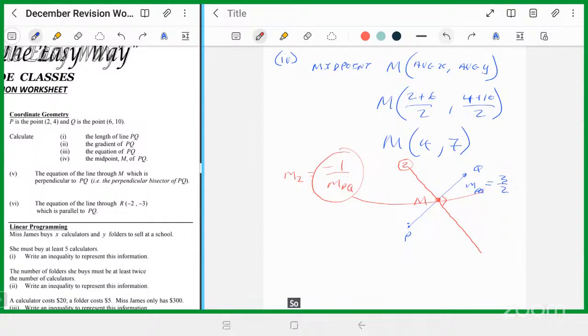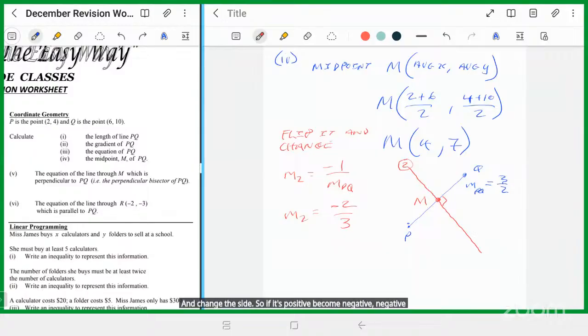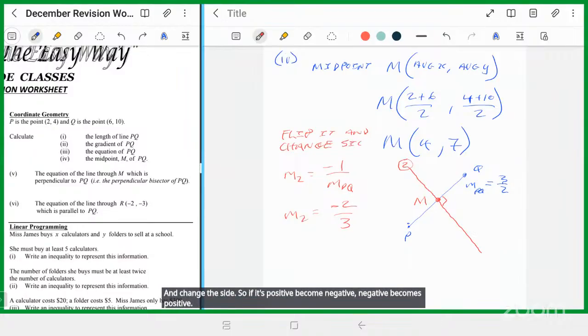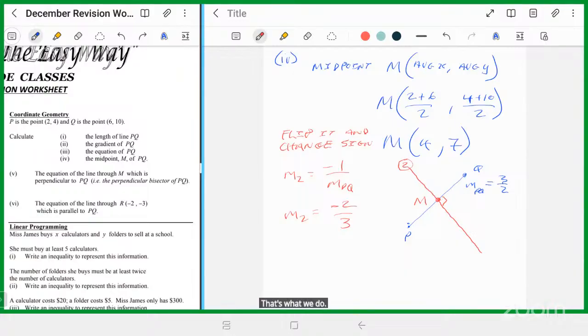So a line that is perpendicular to the line with a gradient of 3 over 2 becomes minus 2 over 3, because you flip the 3 over 2 and change the sign, making it negative. So the gradient of that perpendicular line becomes minus 2 over 3. Flip the one that you have and change the sign. So if it's positive, it becomes negative, if negative it becomes positive. Flip it and change sign. That's what we do, right? To get the perpendicular gradient.